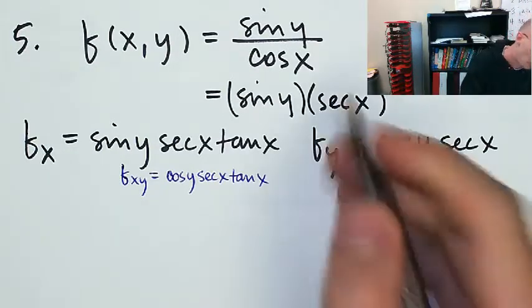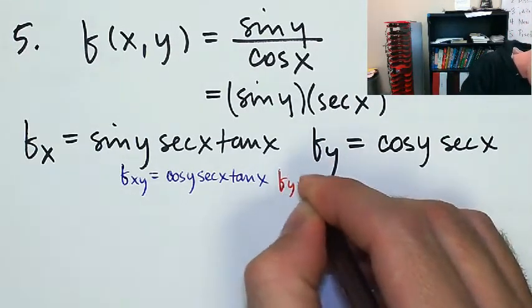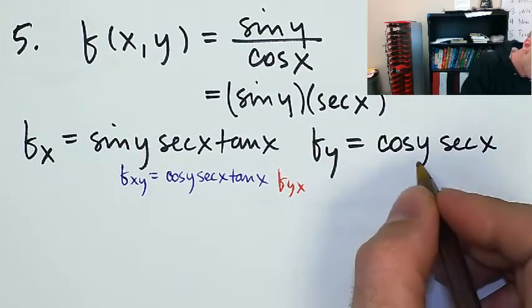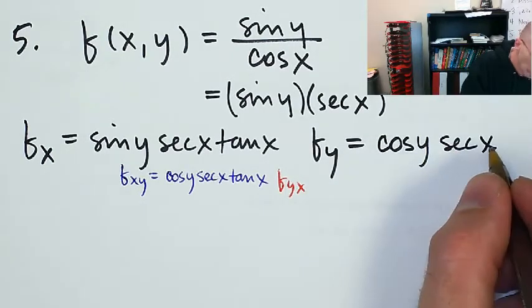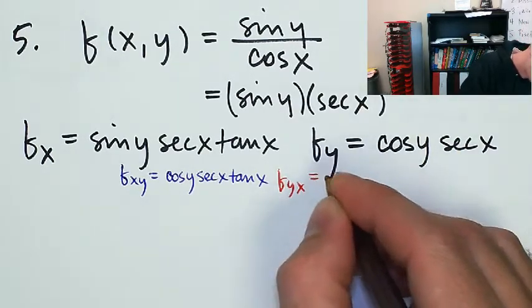But if I was to take fyx, I should be taking the derivative of this thing with respect to x, this would be a constant, and I would end up with that secant x tangent x just the same.